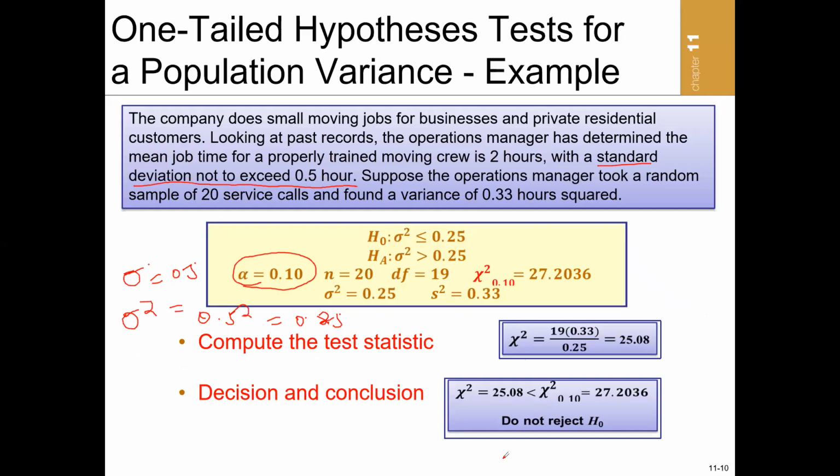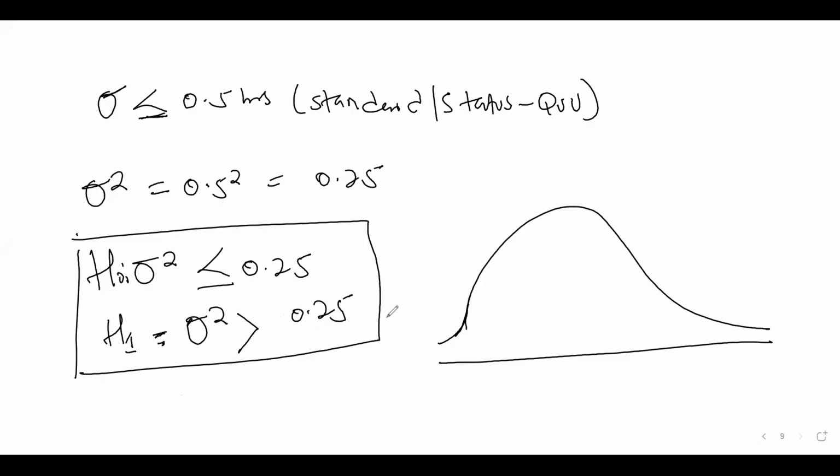If this is the case, if we want to draw this curve well, it means that we have to rewrite this hypothesis. So here, we are looking at the fact that the population variance is less than or equal to 0.25.